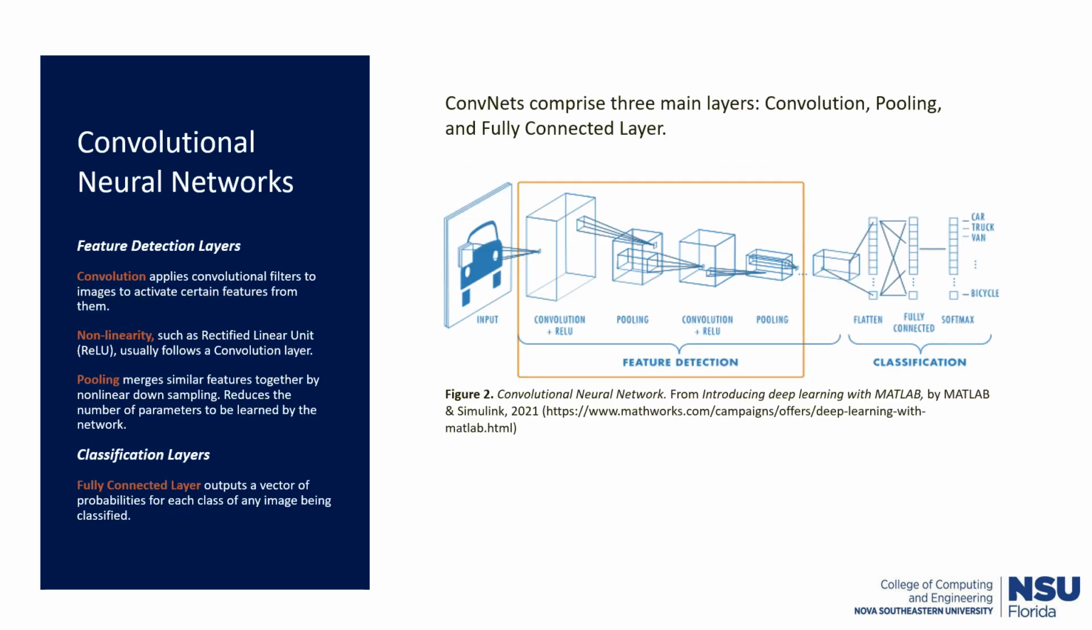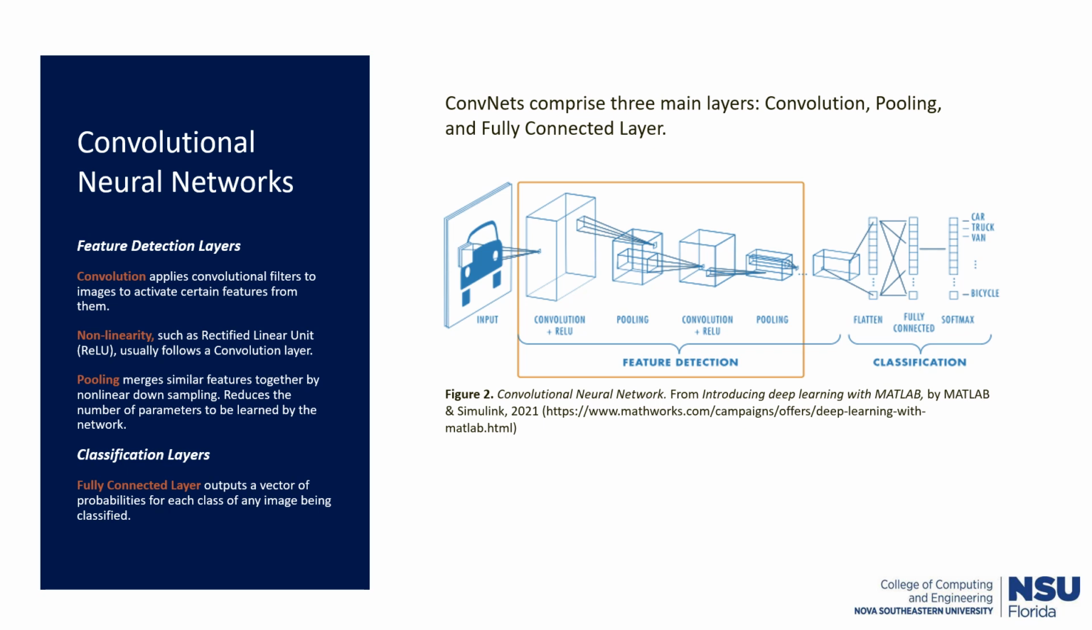So a ConvNet basically comprises three main layers. We have the convolution layers, the pooling layers, and the fully connected layers. In the convolution layers, filters, also known as kernels, are convolved from one end of an image to the other in order to activate certain features from that image. When these features are activated or extracted, a nonlinearity is added to the feature map. The most popular nonlinearity that's used is called ReLU as of now.